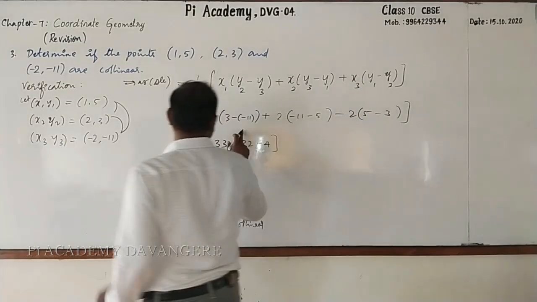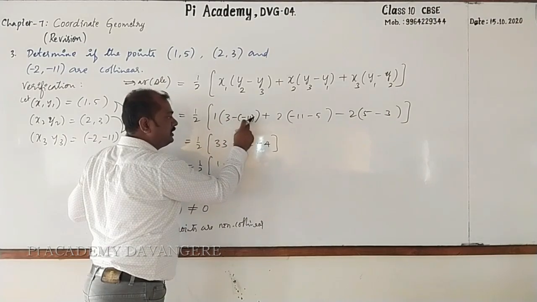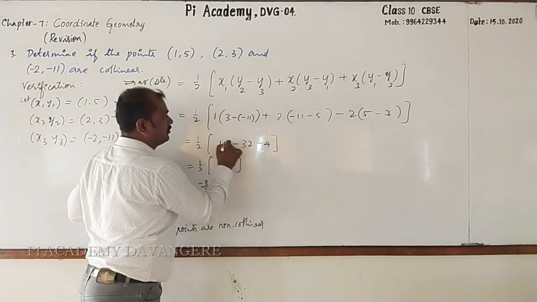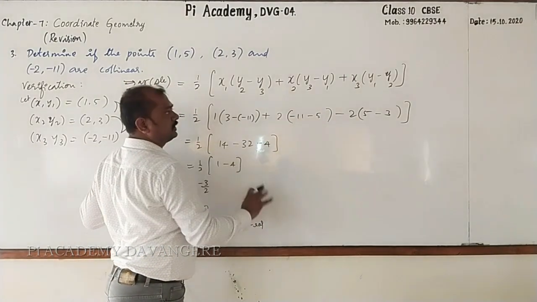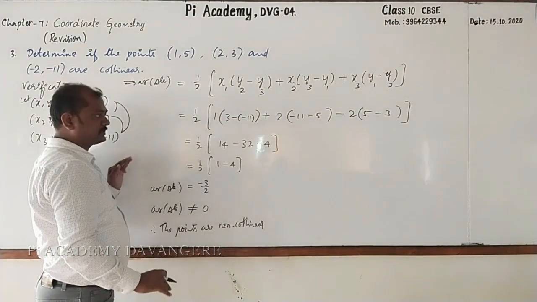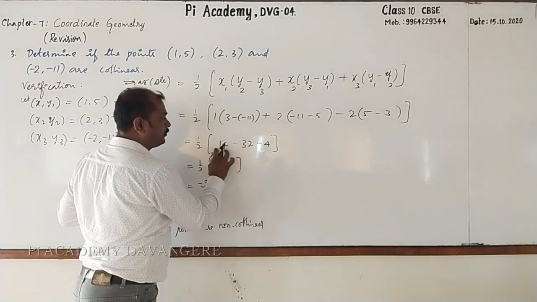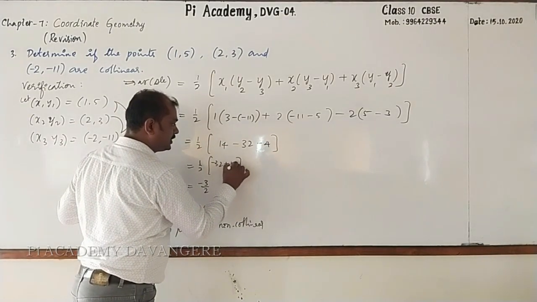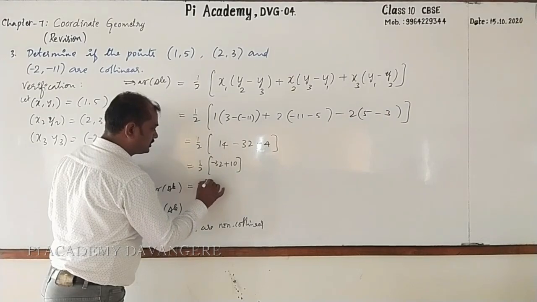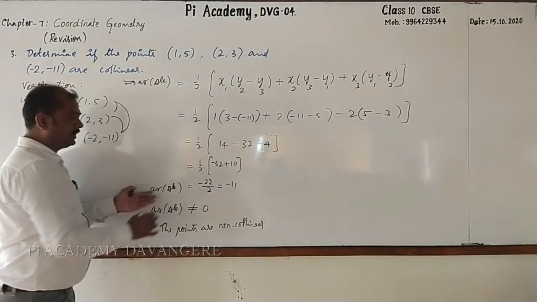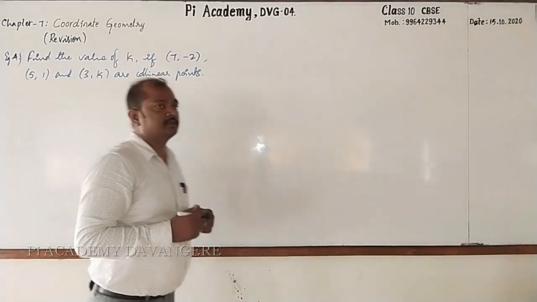Dear student, here is a correction. That is, here minus into minus plus 11. 3 plus 11 is 14. 14 ones are 14. Then this is minus 11 minus 5 is minus 16. 16 twos are 32. 5 minus 3, 2. 2 twos are minus 4. It is correct. Then it is minus 32. 14 minus 4 is plus 10. Minus 32 plus 10, it is minus 22. By 2 is minus 11. Minus 11 is not equal to 0. Please correct it.